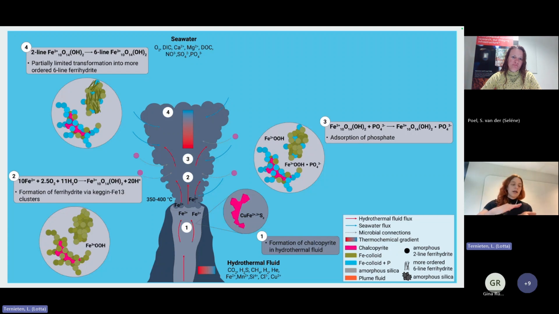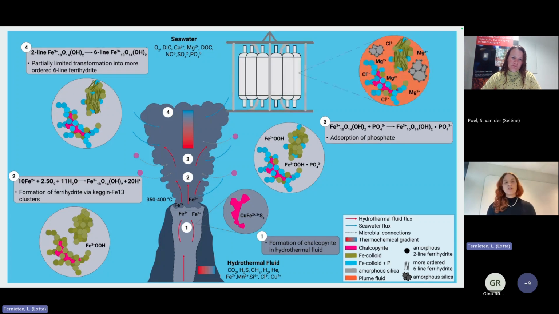Because phosphate adsorbed to the surface of a ferrihydrite leads to a dehydration of the surface, which limits the ability for dissolution and precipitation. So it limits the ability to transform from these highly disordered structures into a more ordered structure. And this is then what we see when we are sampling with our CTD sampler.